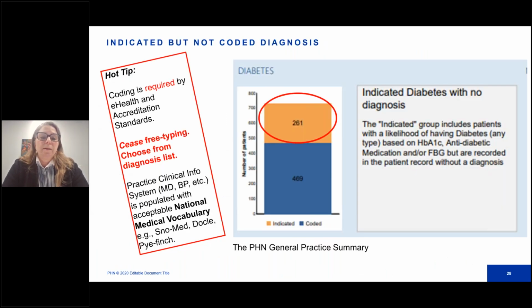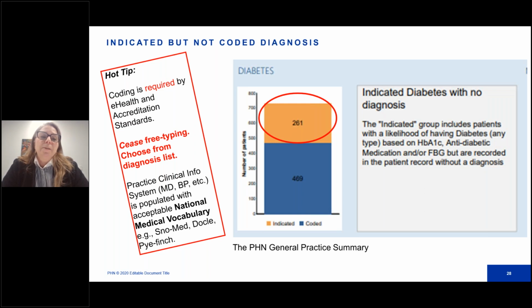And so one of the final ones I wanted to show you was in the PHN dashboard. We do have a report that talks about indicated with diabetes, but not yet having a coded diagnosis. And so in this particular practice, you can see there's 469 patients coded with diabetes, and yet there's 261 who are indicated to have diabetes, but they haven't received a coded diagnosis.